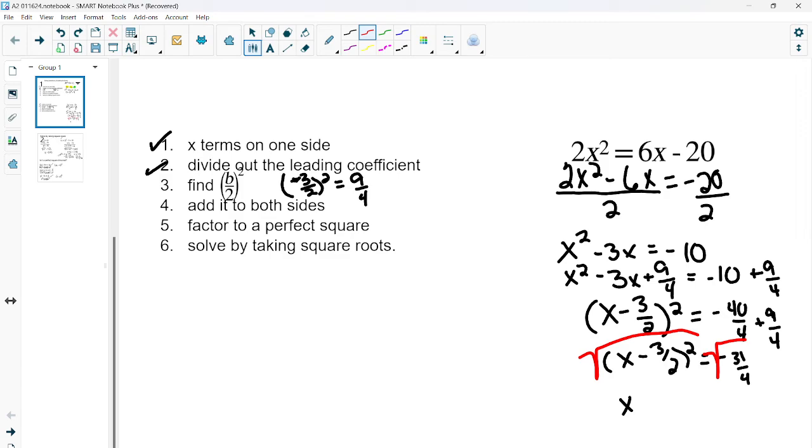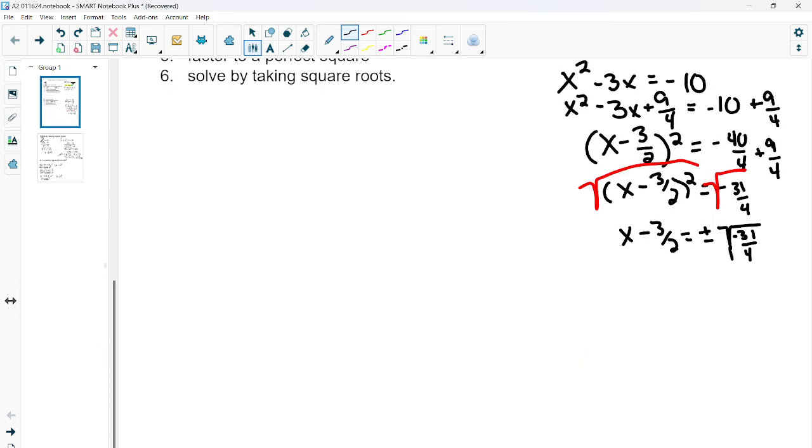What I'm going to have is x minus 3/2 equals, plus or minus, remember, the square root of negative 31/4. Now, we have a square root of a negative number. We haven't spent a lot of time working on negative square roots, but you do know that the square root of negative 1 is i.